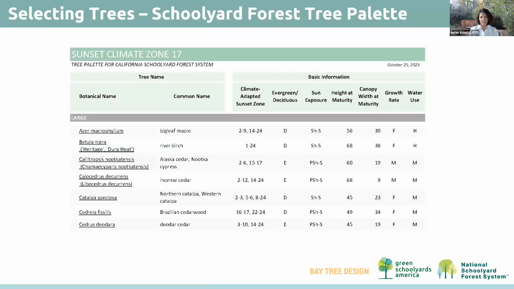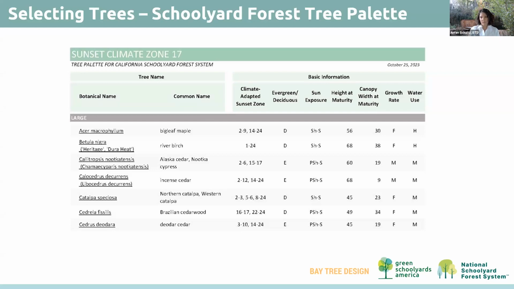Here's an example of a portion of the Zone 17 Schoolyard Forest tree list. The trees are segmented by large, medium, and small size, as well as a section of fruit trees. Each of the trees listed for a given zone are suitable for the zone today, as well as in the predicted future climate for that area. The list shows the climate adapted Sunset zone, whether the tree is evergreen or deciduous, the proper sun exposure, its expected height and canopy width at maturity, growth rate, and water use. This information can be useful when selecting trees for a schoolyard forest.